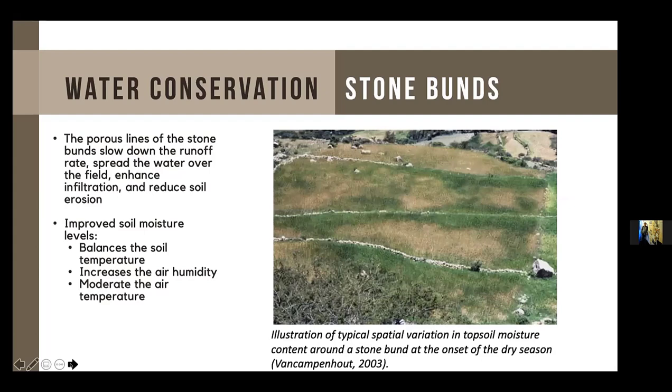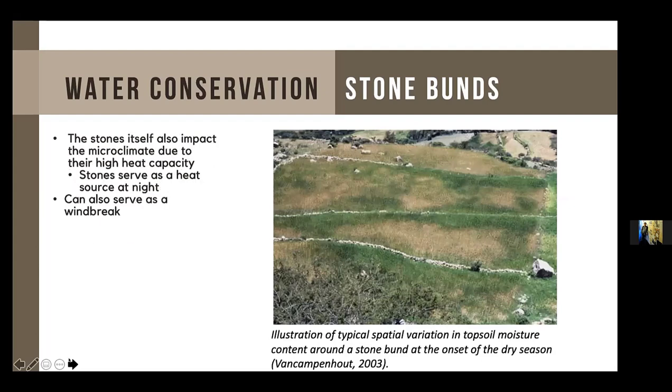So you can see that stone bund running right across the middle of the field there, and you can see that it's just much greener. There's a lot more water in that soil, and the plants have noticed, and they're making the most of it. Next slide. So stone bunds also impact the microclimate through their high heat capacity.